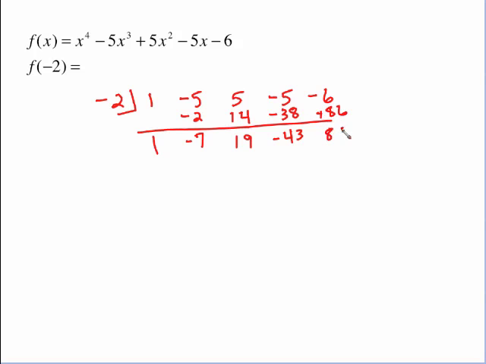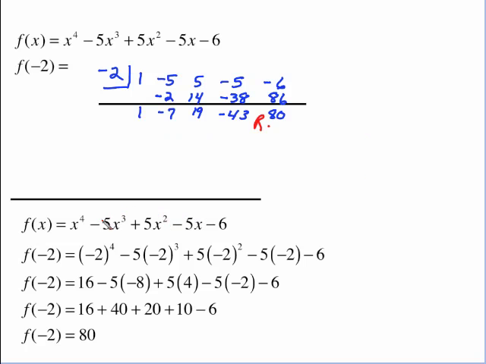Add that together and we get 80. Notice I quit writing the x cubed, x squared, etc. because all we're concerned with is the remainder. Let's check it out. Doing our arithmetic, this is plugging in all of those negative 2's for all of those x's and working this out.